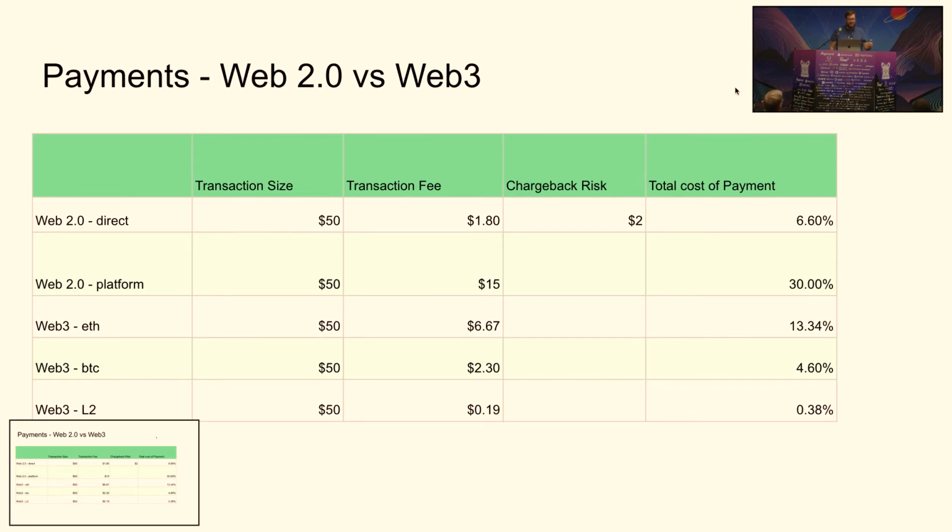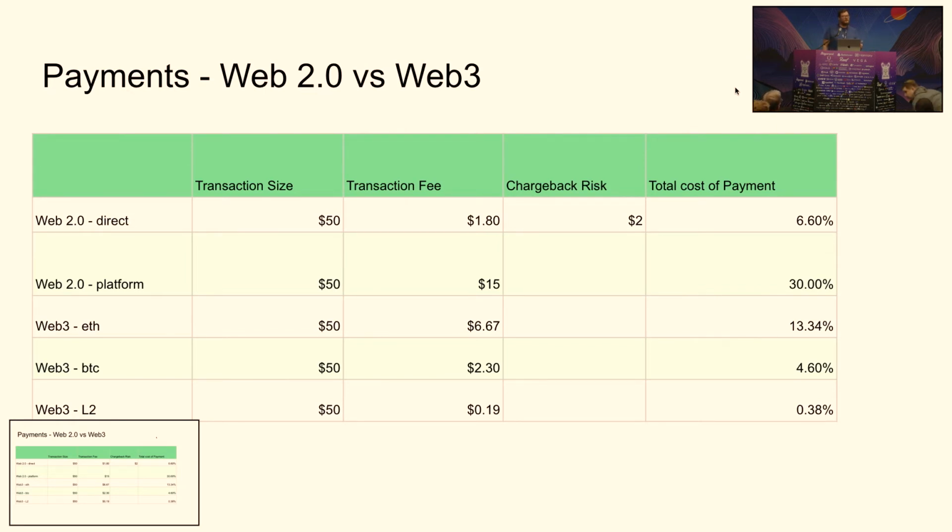Ethereum right now, I took the latest stats. It's a little low this month. It's $6.61, which is quite high on those things, but that is a fixed rate. So you could have a $10,000 payment and you still pay the same $6.61. Bitcoin's at $2.30. And then I see the level 2 here at 19 cents.